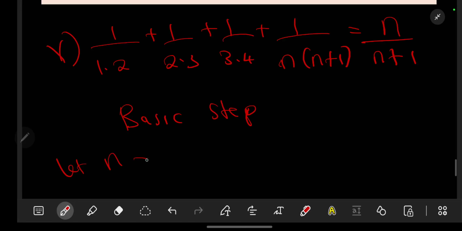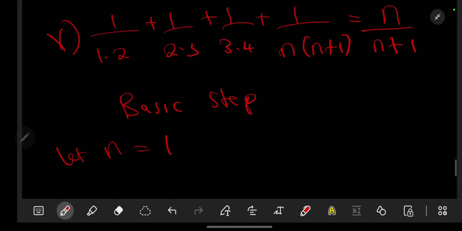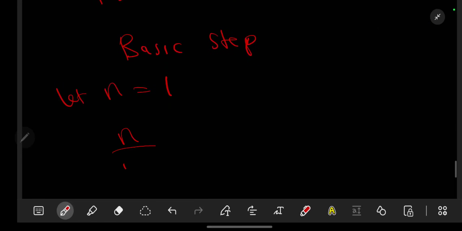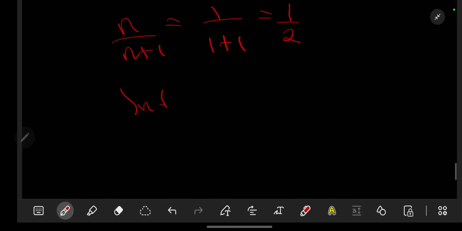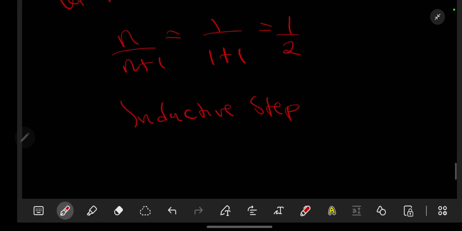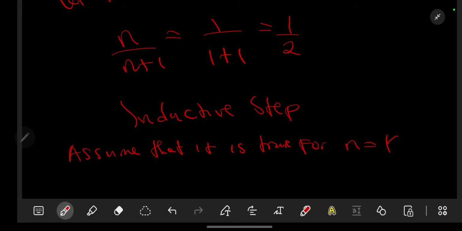Let n be equal to 1. This gives you, where there is n, for n over n plus 1, 1 over 1 plus 1, which will be equal to 1 over 2, like that. Inductive step: we are going to assume that it is true for n is equal to k.